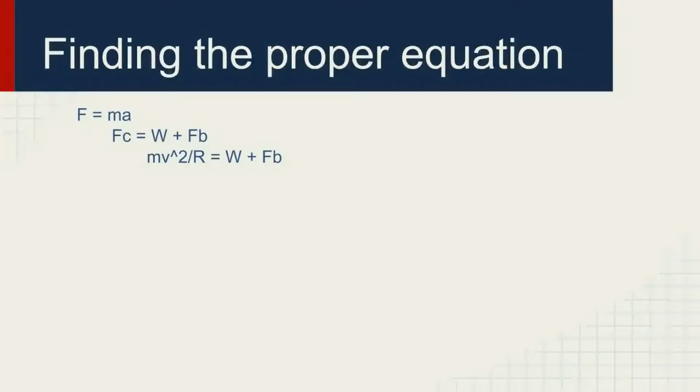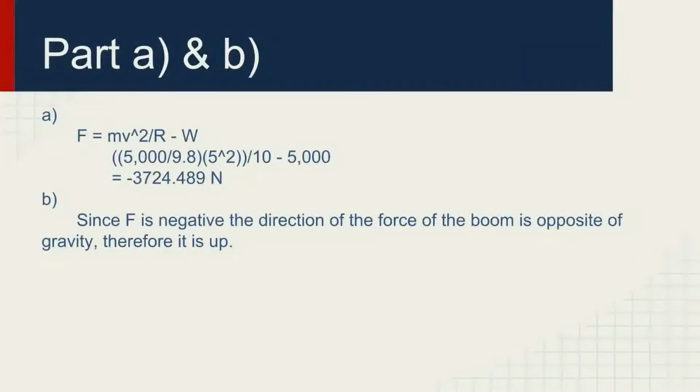Once we go to apply it to A, you can see that for m on the right side of the equation, you're going to have to divide the weight by gravity in order to find the mass. And also you're going to multiply by the velocity squared and then divide by 10, which is the radius of the movement, and subtract 5,000. It's pretty self-explanatory, pretty much just substitution. And it comes out to be negative 3,724.49 newtons.